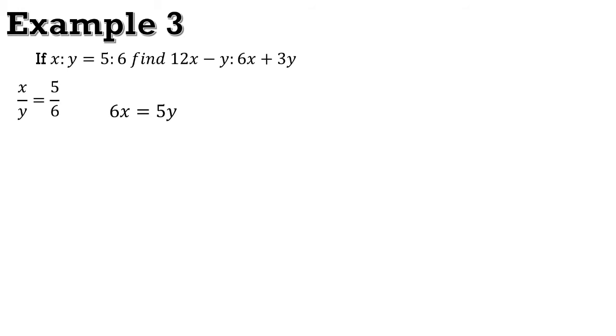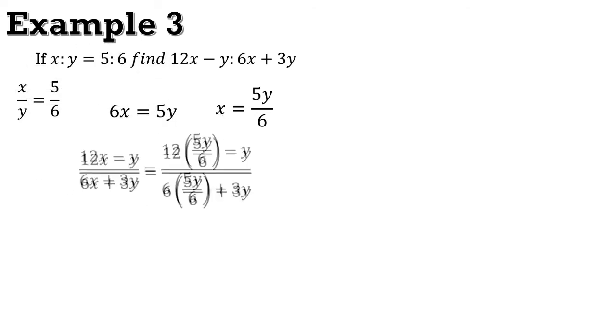Now, dividing both sides of the equation by 6, this will give us x equals 5y all over 6. So, meron na tayong value ni x. Next, i-rewrite din natin yung 12x minus y is to 6x plus 3y into fraction form. So, this will give us 12x minus y all over 6x plus 3y. Then, equate din natin to sa same expression, but this time, gagamitin na natin yung value ng x. Isa-substitute natin dun sa x na expression.